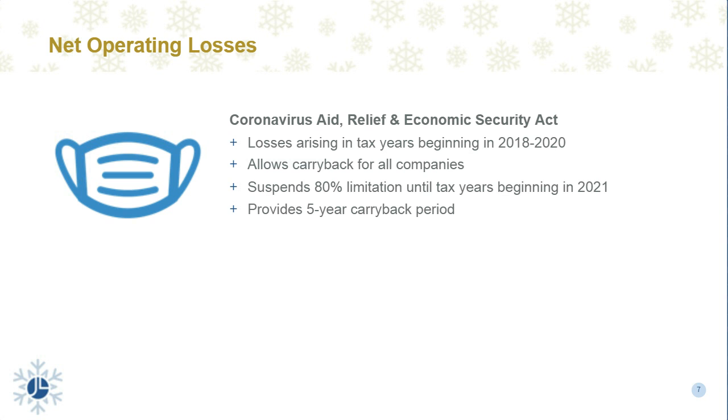It also suspends the 80% limitation until tax years beginning in 2021. And it provides a 5-year carryback period. So similar to when we've had other economic downturns, they've extended the carryback period to not just the 2 years, but to 5 years. And that can be of significant value to companies experiencing operating losses. If you recall, as part of the TCJA, the tax rate went from a graduated rate with a maximum of 35% to a flat 21%. So this affords companies with net operating losses, which sustained taxable income in earlier years, the ability to potentially recoup up to 35% of their taxes. So that's a positive thing for this law.